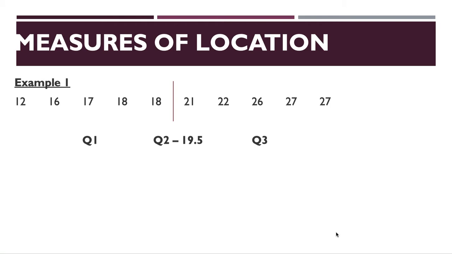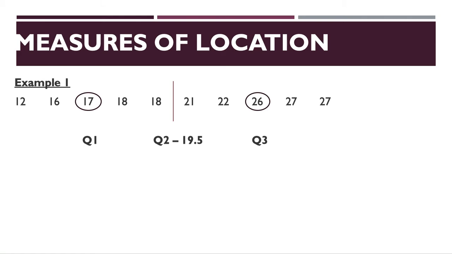To determine Q1, you have to look at the lower half of the data set and find the number that falls exactly in the middle. So when looking at the lower half of this data set, I'm seeing 5 numbers. In the middle of those 5 numbers is 17, so that is Q1. To determine Q3, you look at the upper half of the data set and you find the number that's located exactly in the middle of the upper half. Again, I'm seeing 5 numbers here. In the middle of those 5 numbers is 26, so that is Q3.